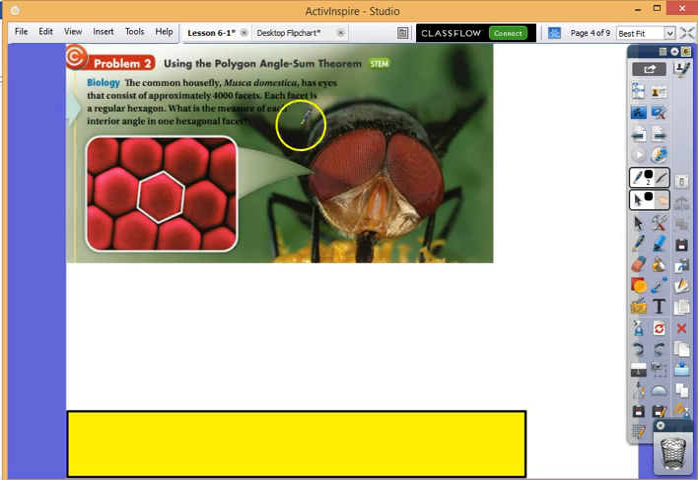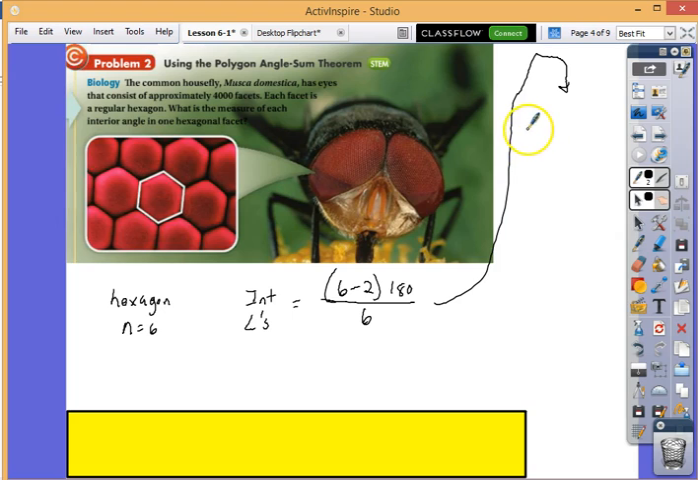So here's an example. We've got the little housefly, and its little eyes are made up of about 4,000 hexagons. And the hexagons are regular hexagons. They all fit together perfectly. And so for these hexagons, we could determine the interior measure of the angle inside the hexagon by using our formula for a hexagon. That's going to have n equal to 6. So interior angles equal 6 minus 2 times 180 all over 6. So that's 4 times 180 divided by 6, which is 720 divided by 6, which is 120 degrees.